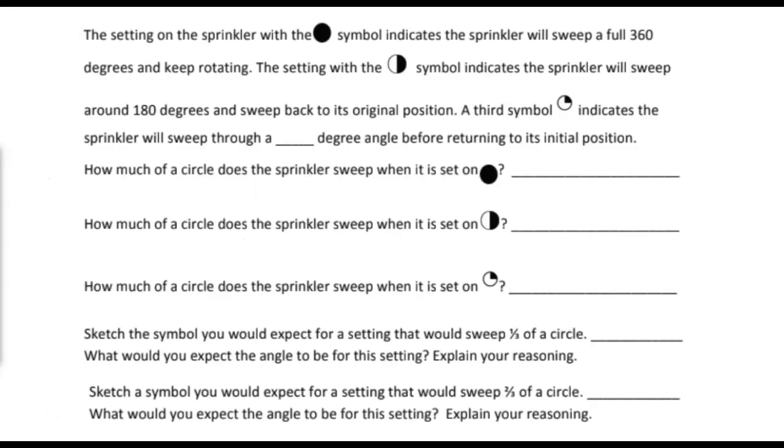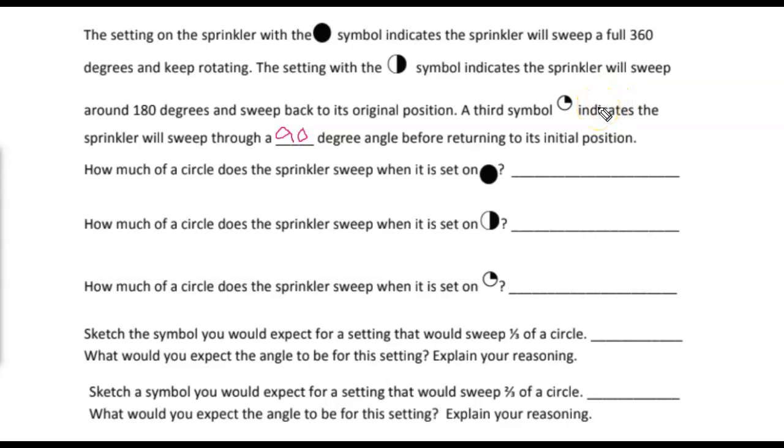The setting on the sprinkler with the full circle symbol indicates the sprinkler will sweep a full 360 degrees and keep rotating. The setting with the half circle symbol indicates the sprinkler will sweep around 180 degrees and sweep back to its original position. A third symbol indicates the sprinkler will sweep through, it looks like, 1/4 of the circle. So we're going to go with it's going to sweep through a 90-degree angle before returning to its initial position.